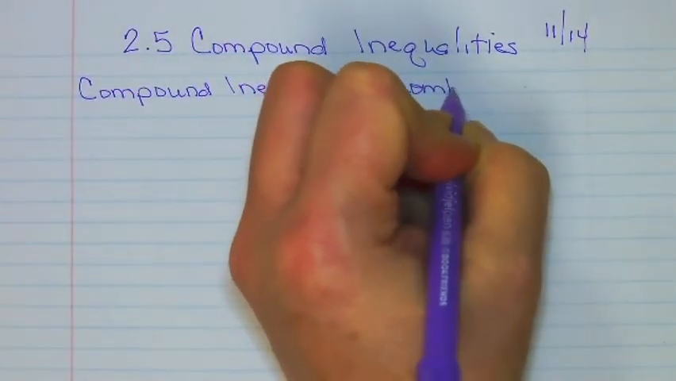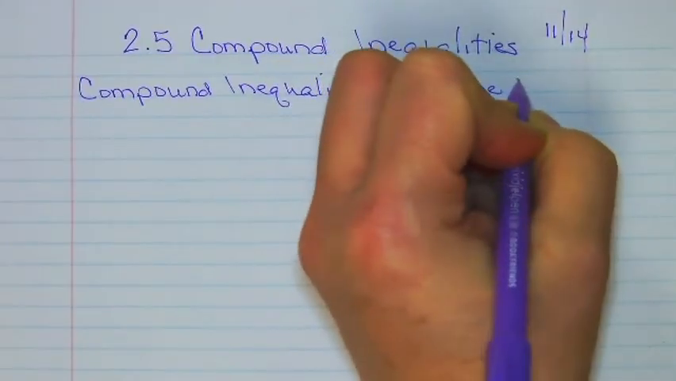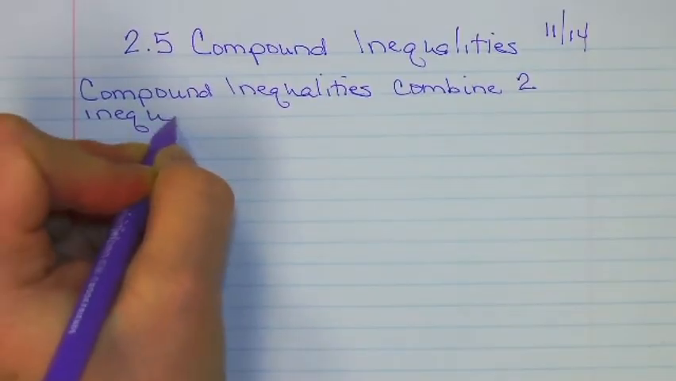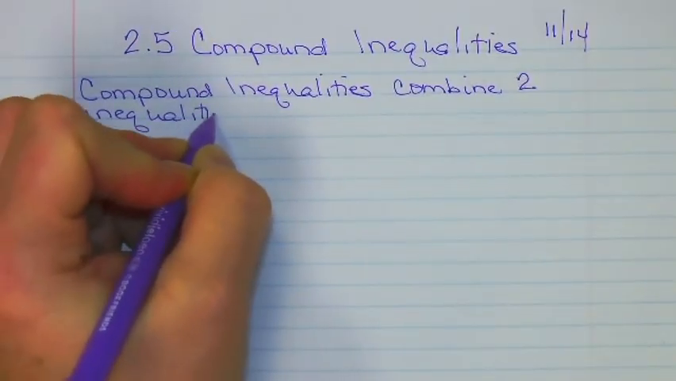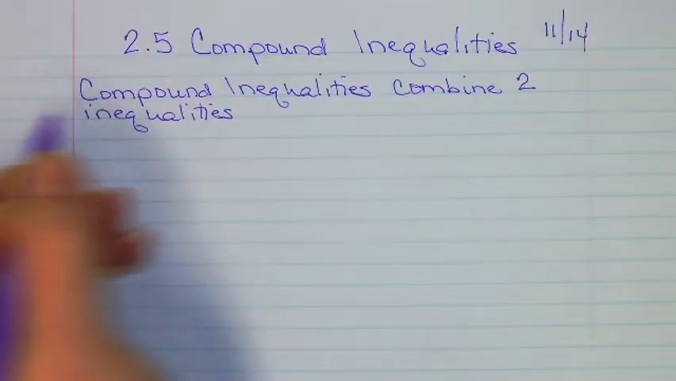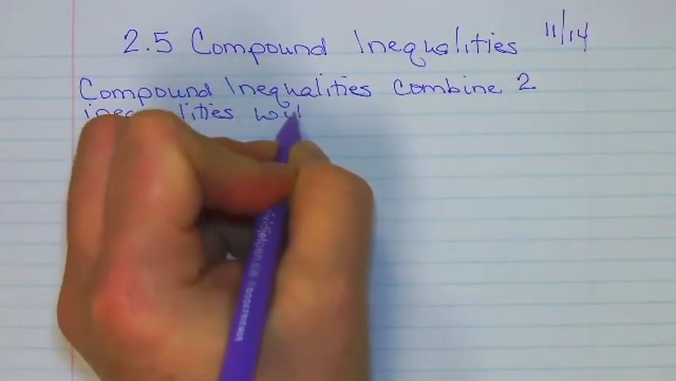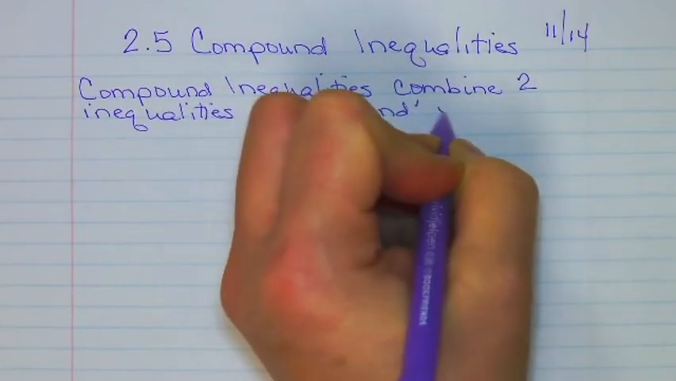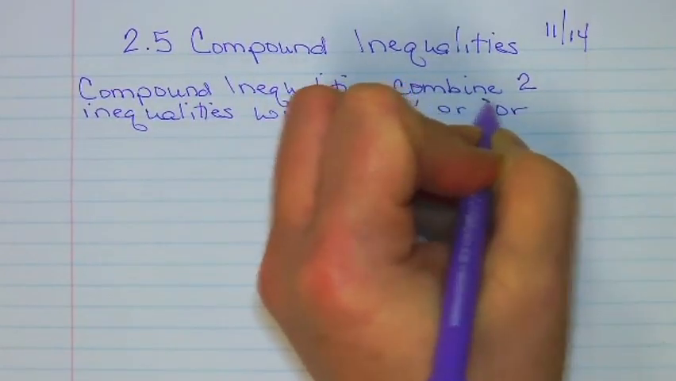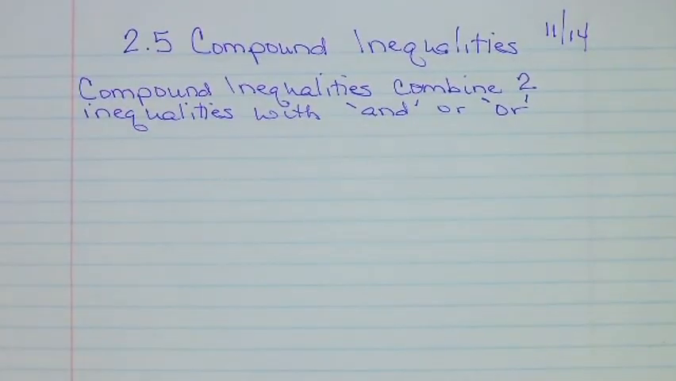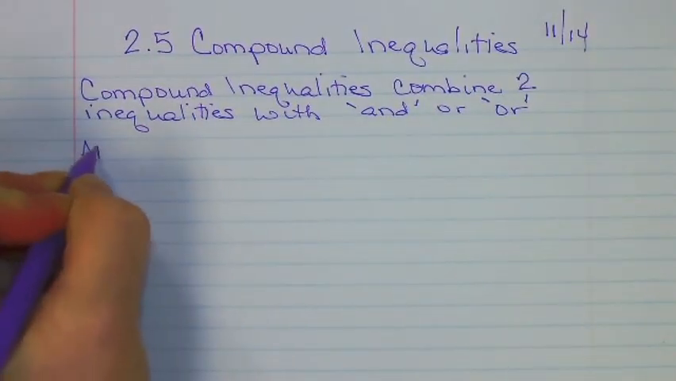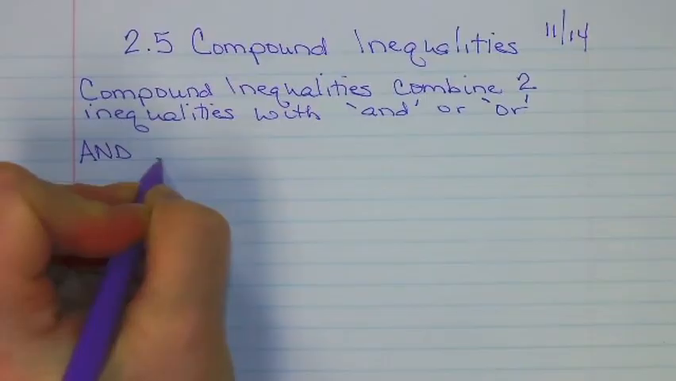Compound inequalities combine two inequalities with and or or. So, we're going to do an and example.